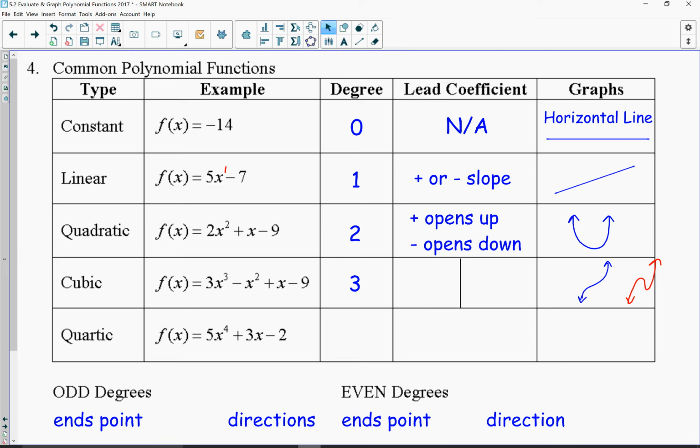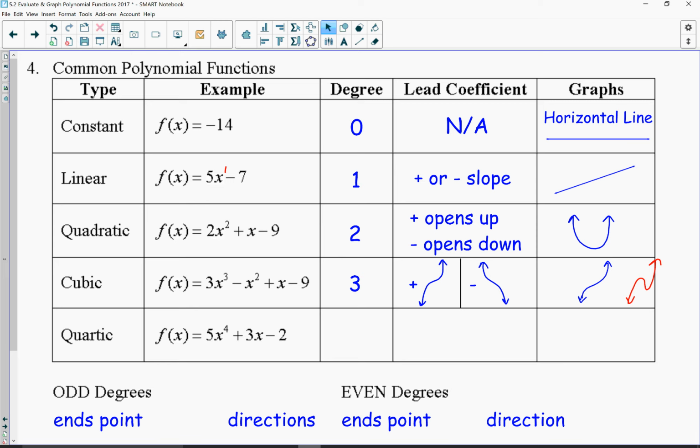Now, the lead coefficient for a cubic graph, if it's positive, it'll open the way that I have these two examples drawn. If it's negative, it'll be the opposite. So if it's a negative lead coefficient, it will be coming down from the left as we go to the right. And if it's positive, it'll be going up from left to right.